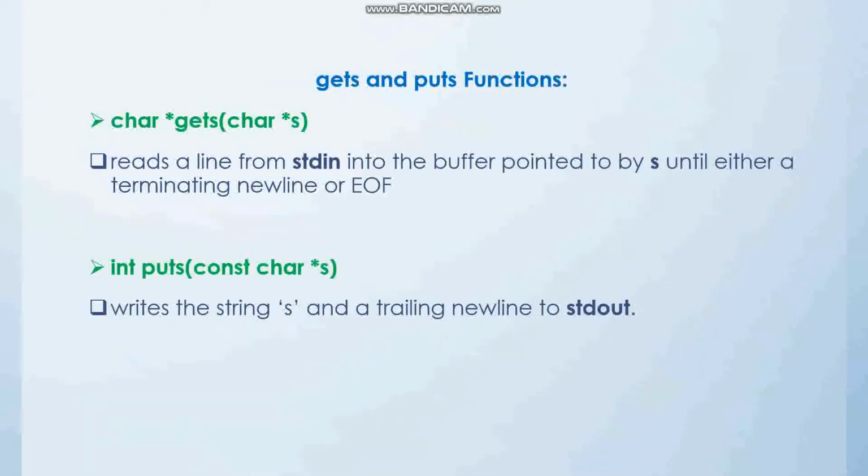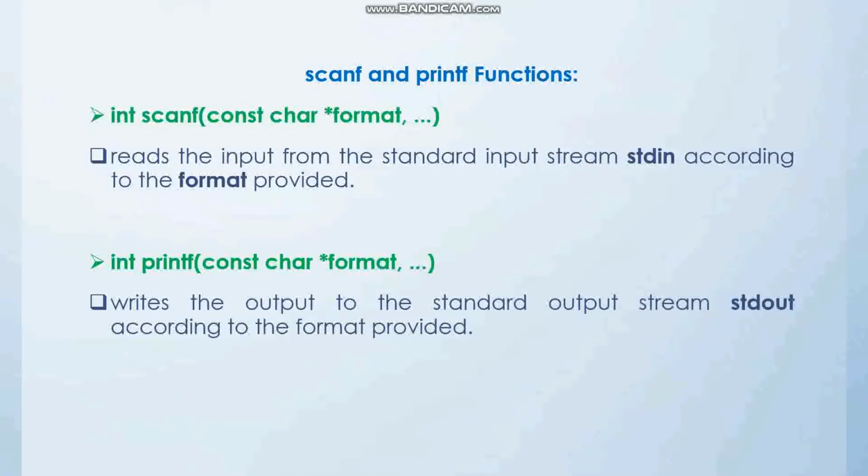gets and puts functions. The gets function reads a line from stdin into the buffer pointed to by s until either a terminating newline or end of file. puts writes the string s and a trailing newline to stdout. Next functions are scanf and printf. The scanf function reads the input from the standard input stream stdin according to the format provided. printf writes the output to the standard output stream stdout according to the format provided.